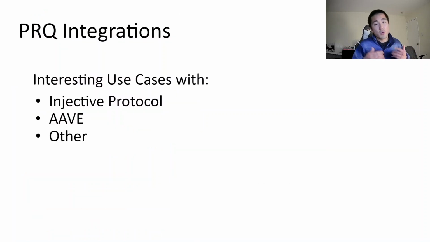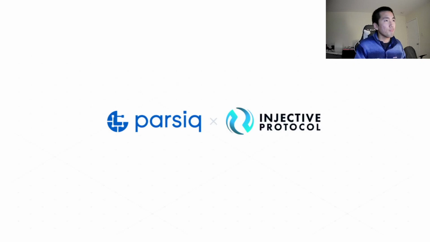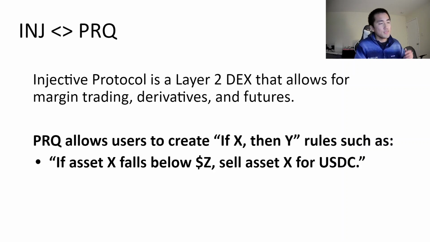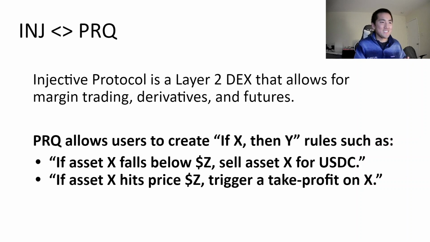But there are also other really cool use cases with protocols. I'll be going over two here: Injective Protocol and AAVE. The first one, Injective Protocol, is a layer 2 DEX that allows for margin trading, derivatives, and futures. And PRQ allows you to create if X, then Y rules, such as: if asset X falls below Z dollars, sell asset X for USDC. And if asset X hits price Z, trigger a take profit on X.